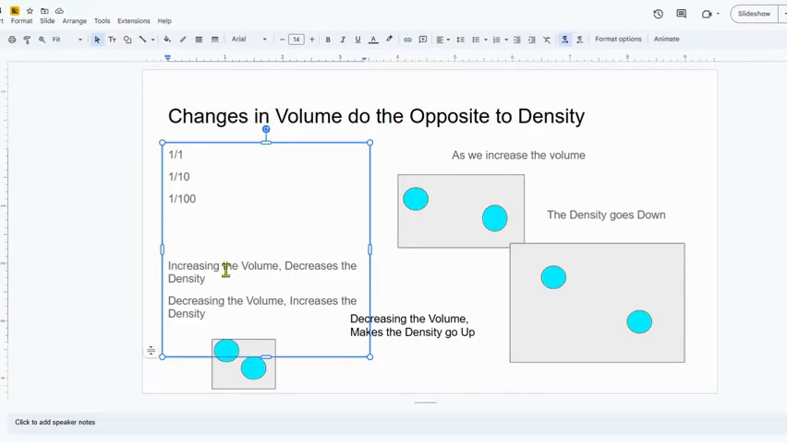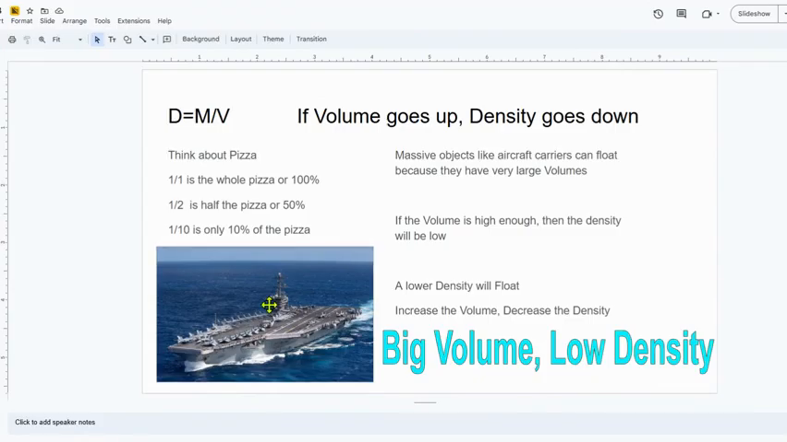Think about it like this. I've got this aircraft carrier. If I've got a really big volume, it's a huge boat, I'm going to have lower density. Now, I'm not talking about the weight, I'm talking about the space that it takes up. If 1 over 1 is 100% of the pizza, if I increase the volume, I increase the denominator, I've got half the pizza. If I increase that even further, if I've got a really big denominator, then I've got a smaller number. Remember, big volume, low density.